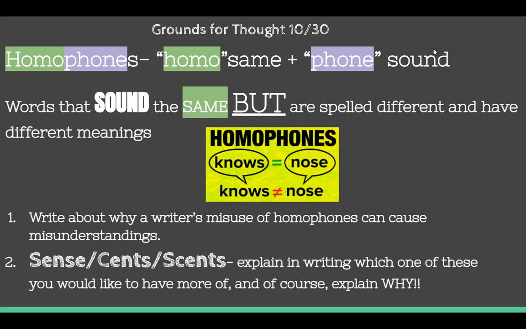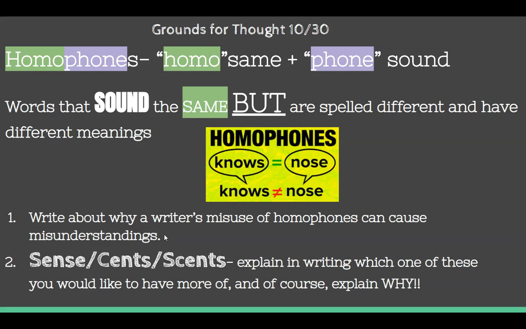So, your first job today, in your 7 minutes and 42 seconds, the first thing I'd like you to consider and answer is to write about why a writer's misuse of homophones can cause misunderstandings. We're going to talk about author's craft here and why it's important that we use clear context as we are explaining what we're trying to say and explaining our thoughts and our feelings. So the first thing is why, if we use the wrong homophones, that can make things very confusing.